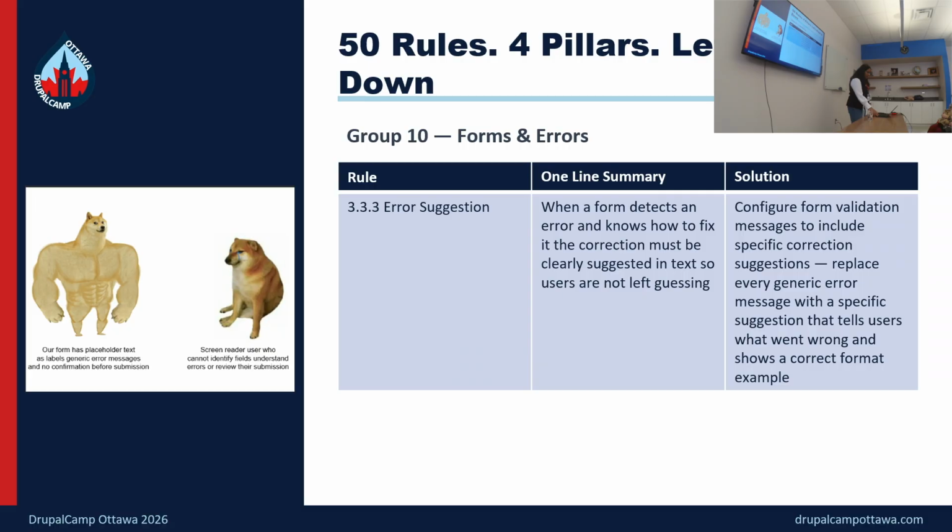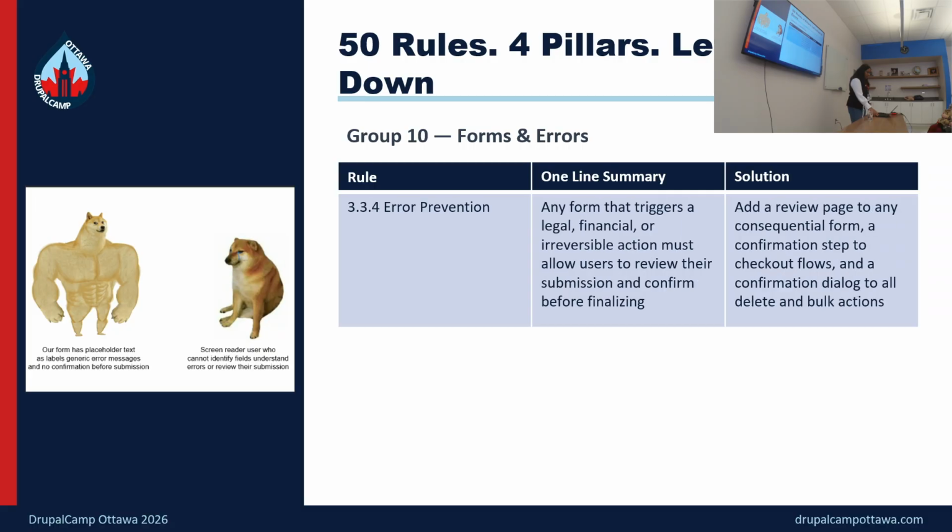And let's move on to the next one, that is 3.3.4, error prevention. Any form that triggers legal or financial issues must allow users to review their submission before finalizing it. So the solution for that is to add a preview page to any consequential form, like, "Are you sure about this?" And if they're okay, they'll just click okay, and the form must be submitted after that. Like, it's creating a check flow.